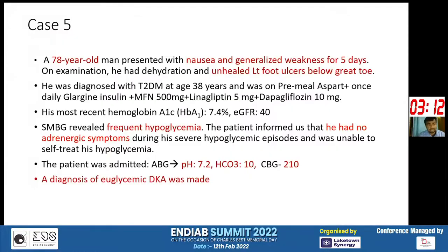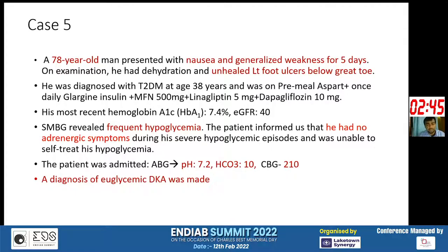Now, coming to the last case, I have five or six slides. Now, this 78-year-old man came with nausea and generalized weakness. The patient was on MSI along with metformin and dapagliflozin 10 milligram. Now, self-monitoring of blood glucose revealed frequent hypoglycemia, and however, the patient informed us that he had no adrenergic symptoms during these hypoglycemic episodes.